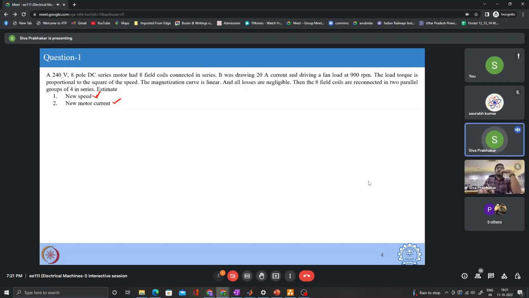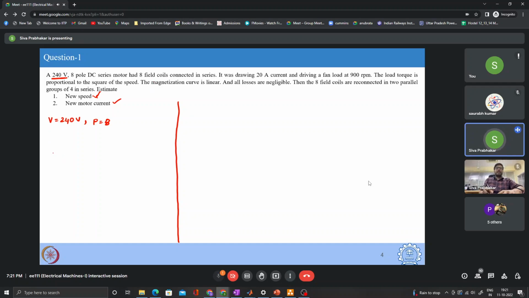After reading the question, let me identify the parameters given. It is given that it is a 240 volt supply. So I can write that V is 240 volt, and it will be constant throughout because it is the supply terminal voltage and it is not mentioned that it is varying. And it is an 8-pole series motor, so the number of poles is given as 8 and it has 8 field coils.